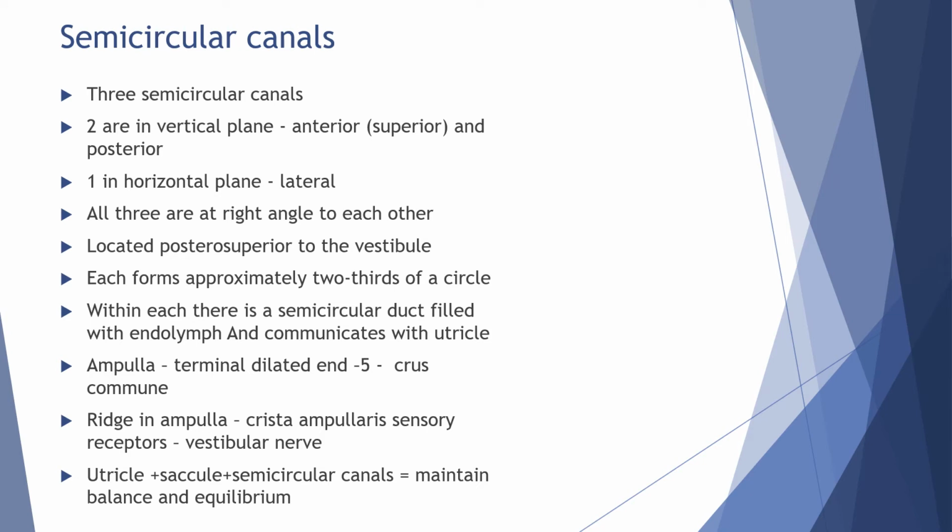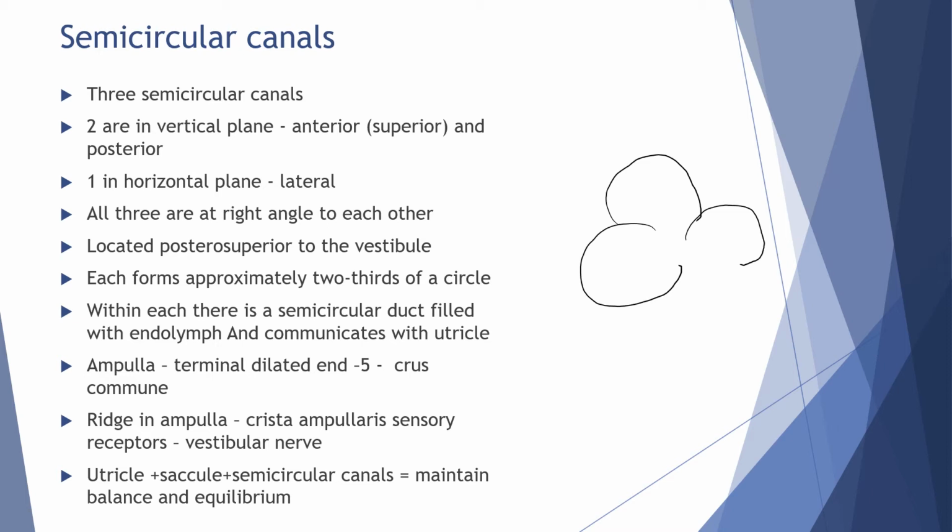The semicircular canals are three, of which two lie in a vertical plane, which are the anterior and the posterior, and one lies in the horizontal plane. So there are two in the vertical plane and one in the horizontal plane. All three are at right angles to each other. They are located posterior-superior to the vestibule. Each canal forms 2/3 of a circle.